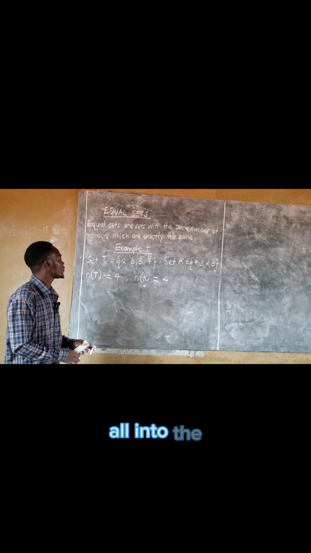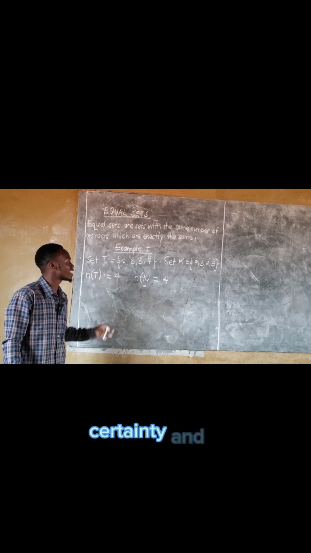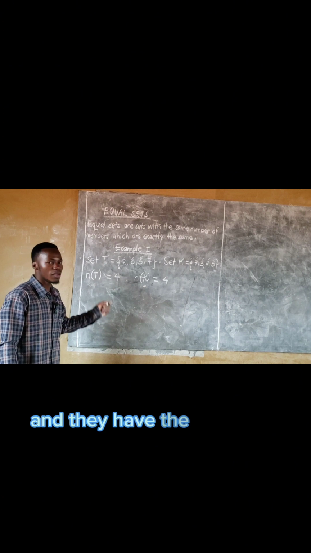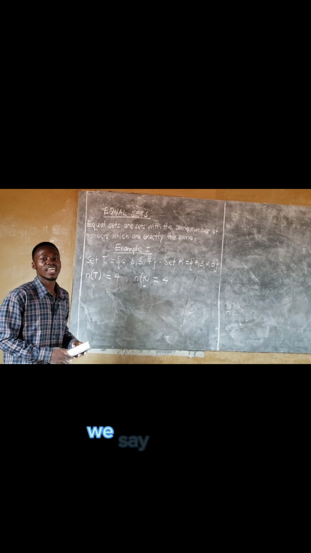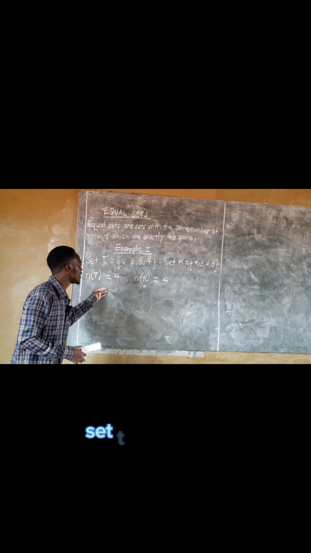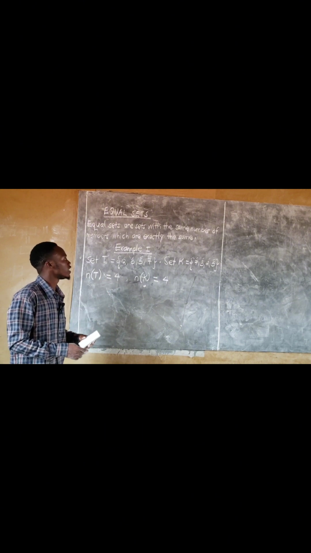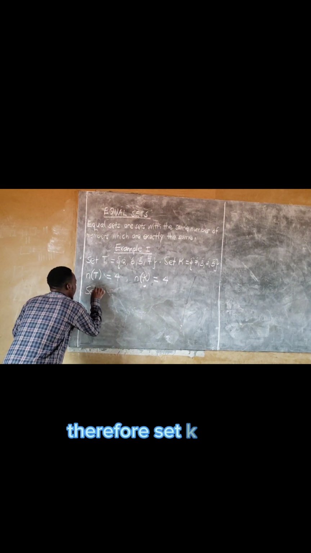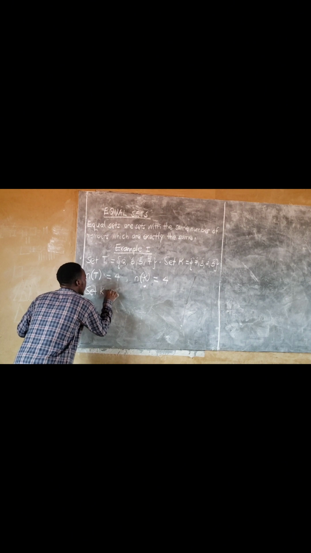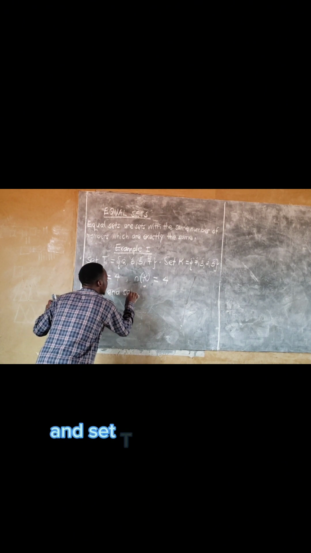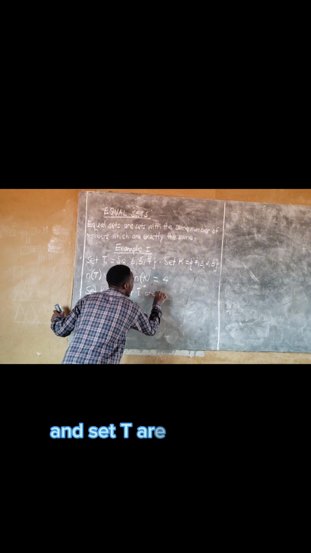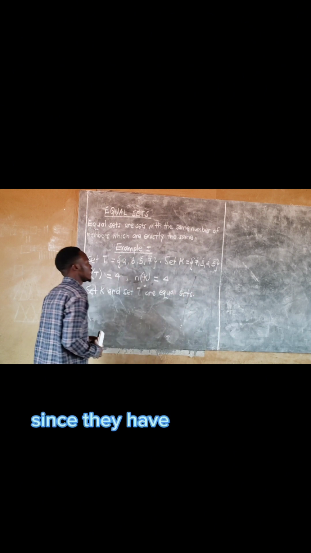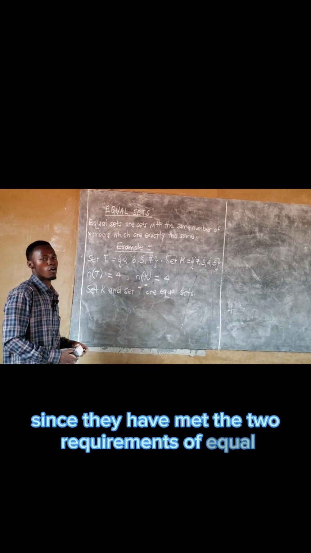Therefore, owing to the fact that these sets, set T and K, have the same number of elements, each having 4 elements, and they have the elements which are exactly the same, we say set T is said to be equal to set K. Therefore, set K and set T are equal sets, since they have met the two requirements of equal sets.